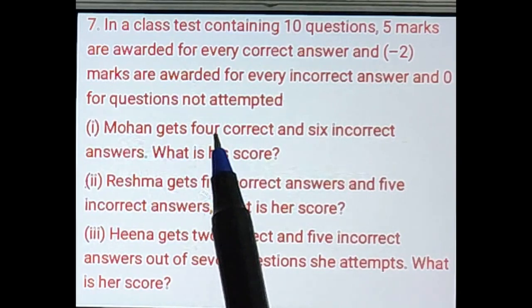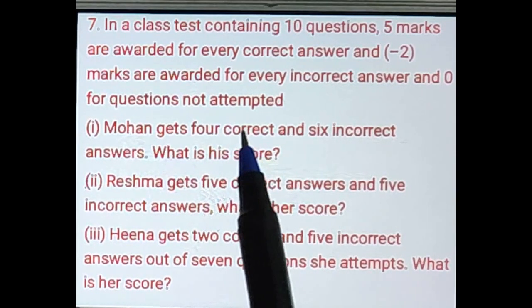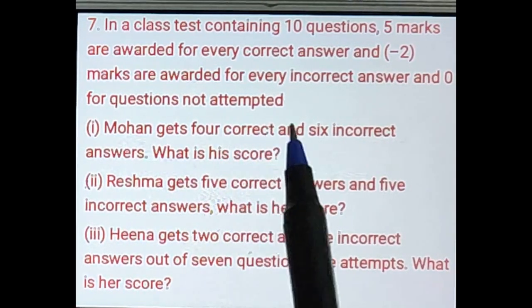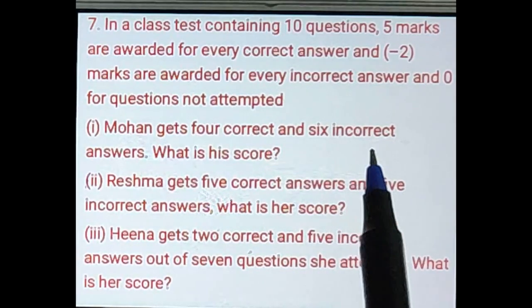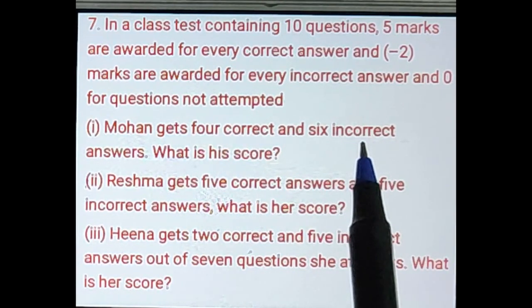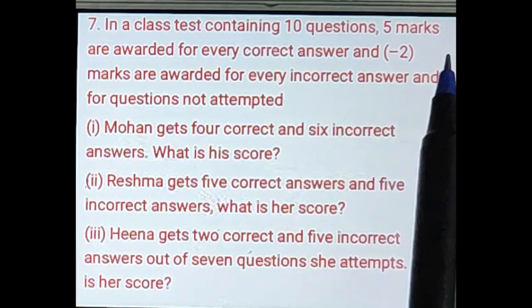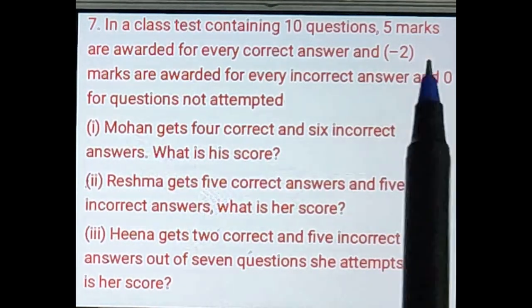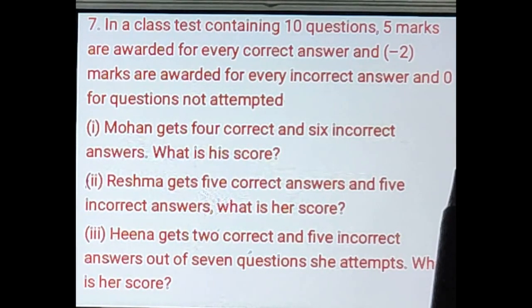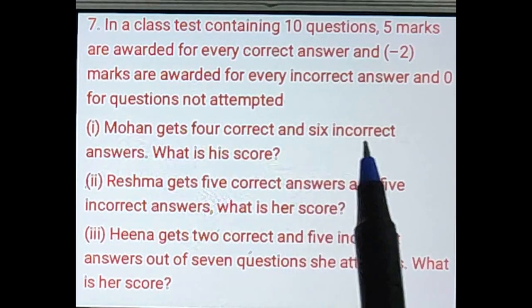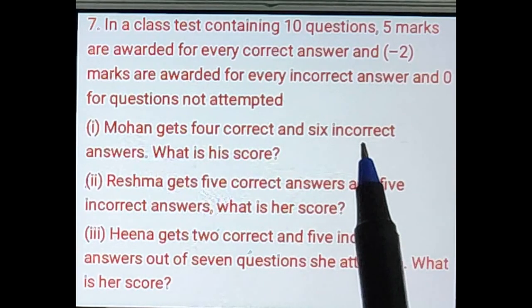Because he has got 4 correct, that means 5 into 4 is 20, right? And plus, in bracket, minus 6 for the 6 incorrect, that means each incorrect is scored minus 2, so it's 12. So 5 4s are 20 minus 12, it should be 8 roughly. But how to do that, let us solve it.